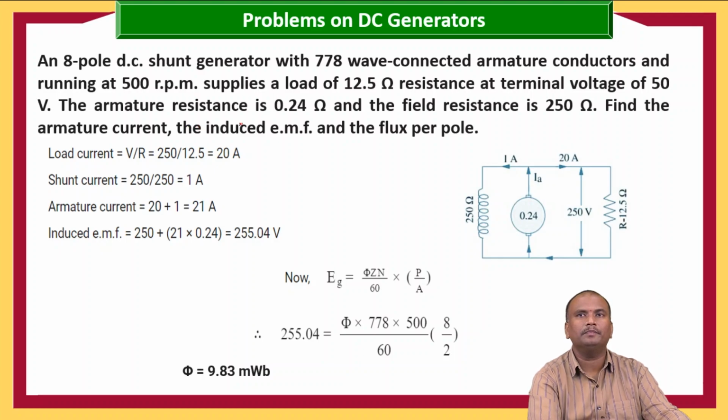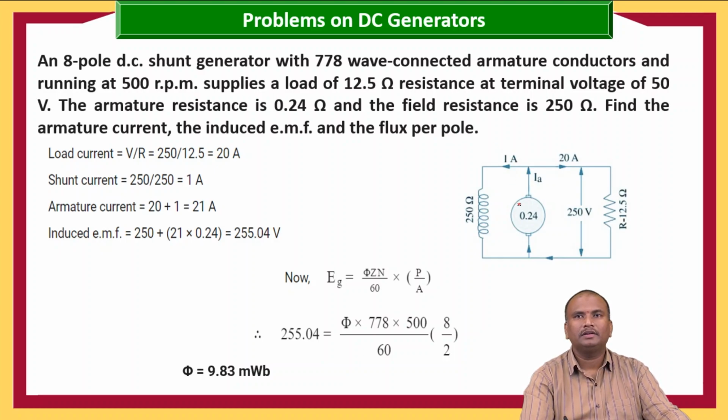The next problem is an 8-pole DC shunt generator with 778 wave connected armature conductors and running at 500 RPM, supplies a load of 12.5 ohms resistance at a terminal voltage of 250 volts. The armature resistance is 0.24 ohms and field resistance is 250 ohms. Find the armature current, the induced EMF and flux per pole.